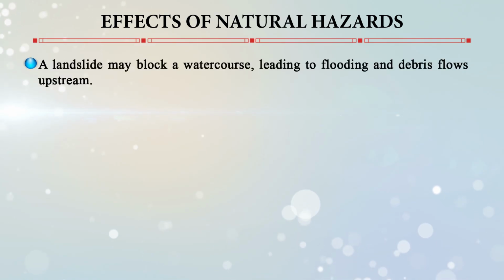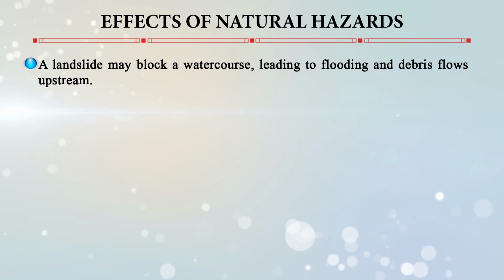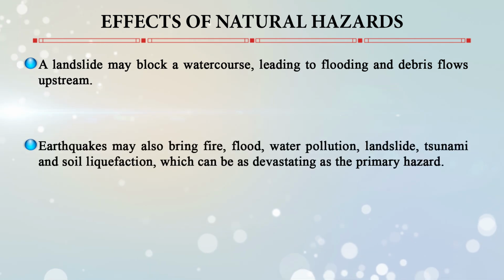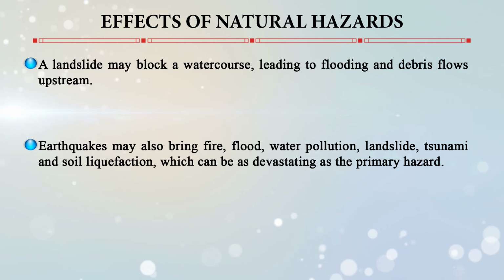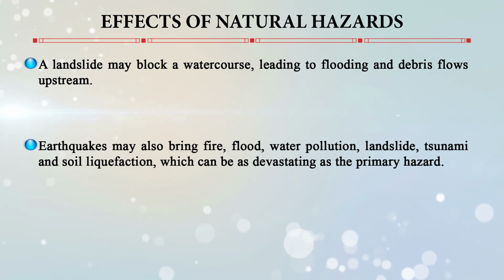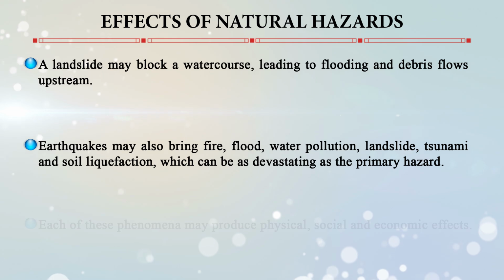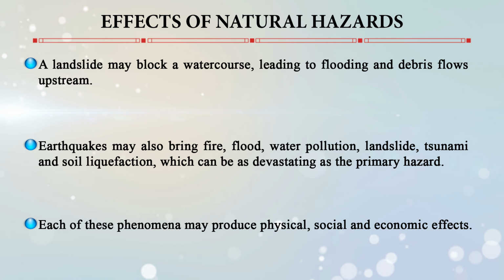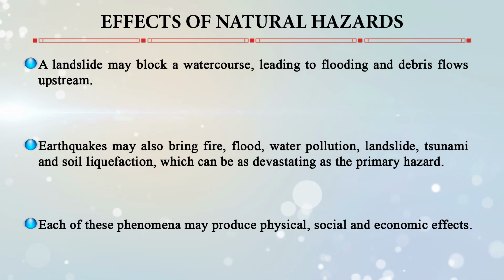Some more examples: a landslide can block a water course and this can lead to flooding and debris flow upstream. Earthquakes can bring about fire, flood, water pollution, landslides, tsunamis and soil liquefaction. All this can be as devastating as the primary hazard. Now, each of these hazards and phenomena may produce significant physical, social as well as economic effects.